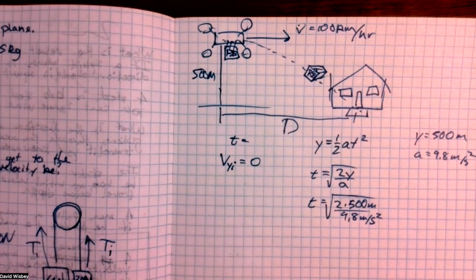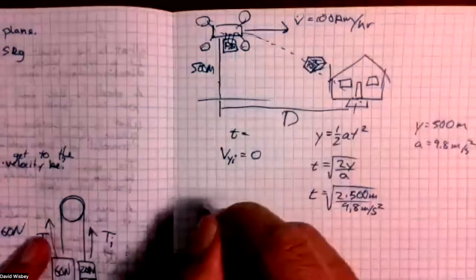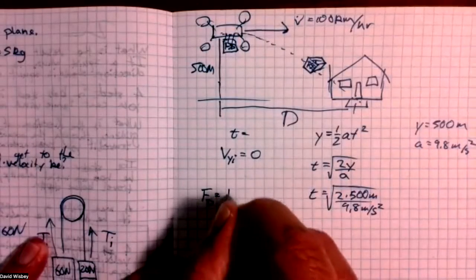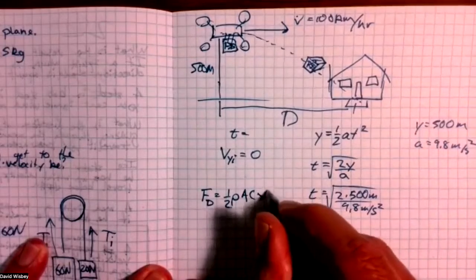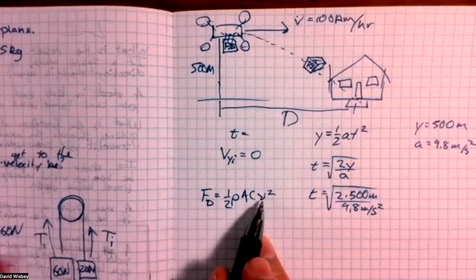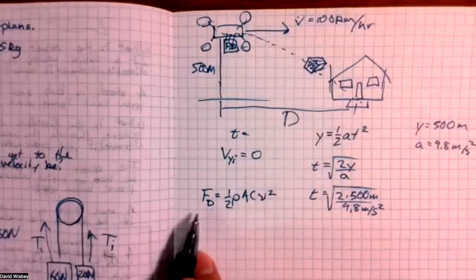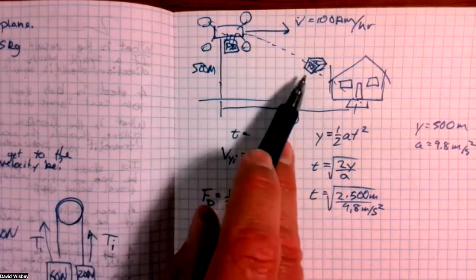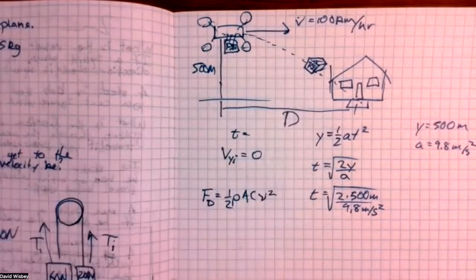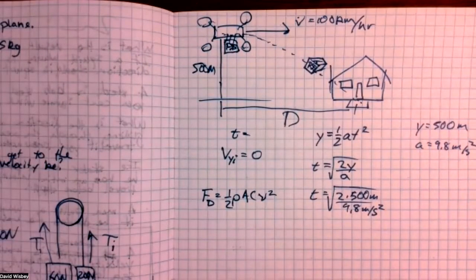constantly changing. Drag is not a constant force because FD here equals 1/2 times rho times A times C times V squared. So the thing about drag is that if your velocity is changing, this is not a constant force. So for the purposes of this, we're going to neglect wind resistance because that is a much tougher problem, and I think for an hour exam, we're not gonna go down that road.